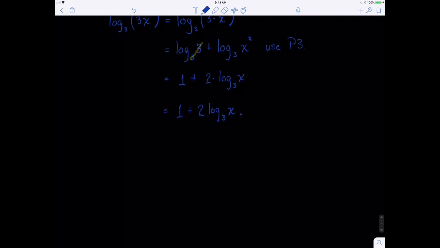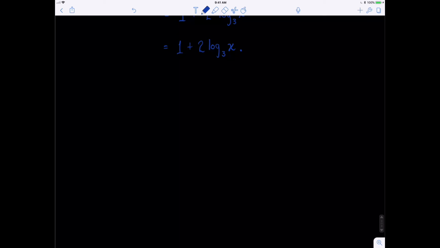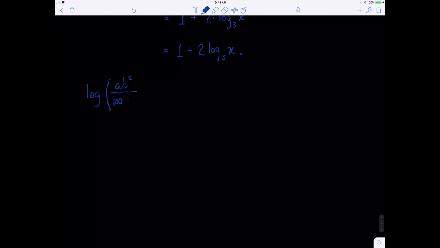All right, one more problem. Let's try a challenging problem here. I'm going to scroll down a bit. We're going to simplify the log of ab squared divided by 100c cubed. Well, right off the bat, I have something divided by something.